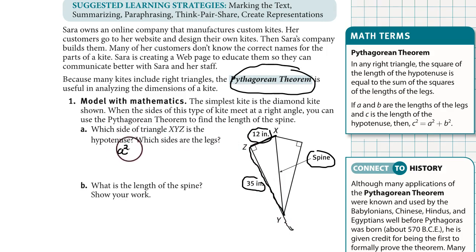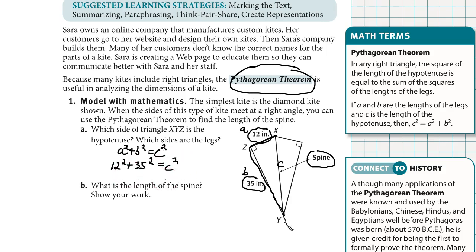It's a squared plus b squared equals c squared, where a and b are the legs and c is the hypotenuse. A stands for the shortest leg. In this case, that's the 12 inches. B is the other leg, the 35 inches, and the letter C always represents the hypotenuse. So to find that unknown distance, we make substitutions. 12 squared plus 35 squared, and that's equal to C squared.